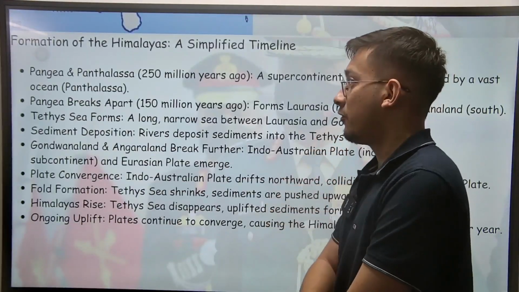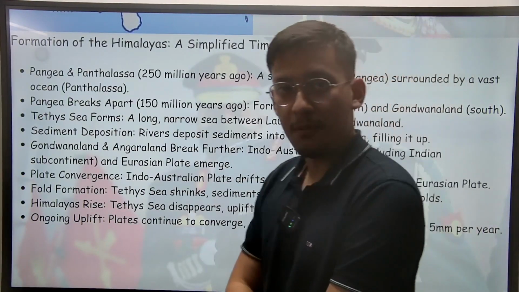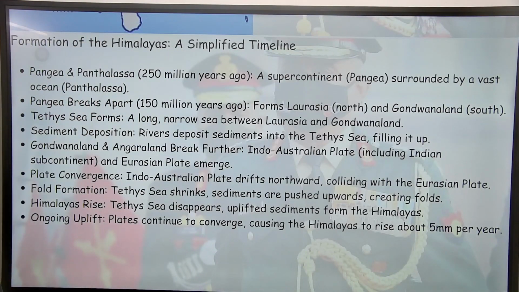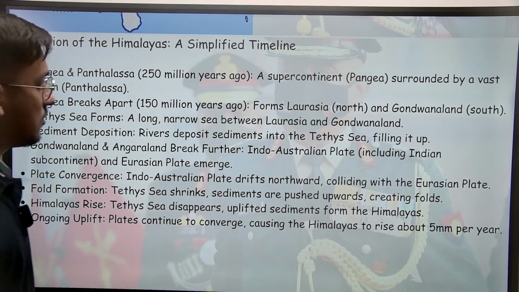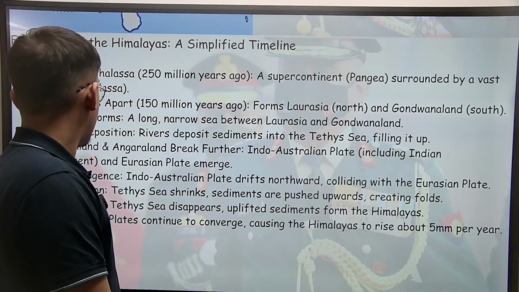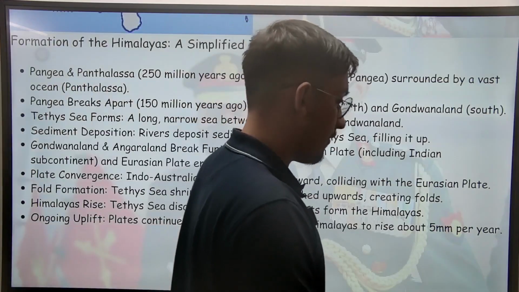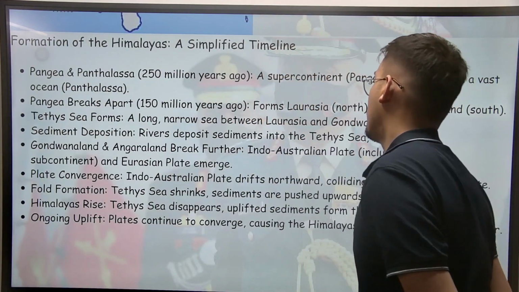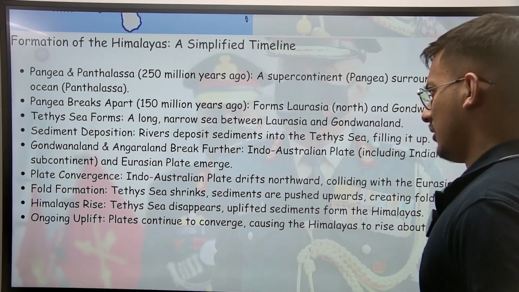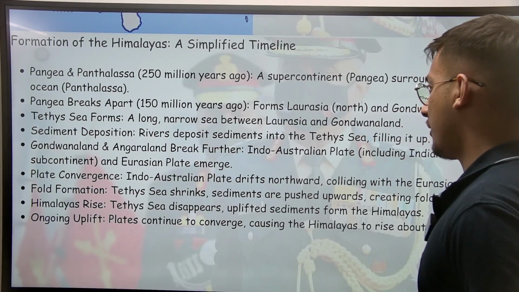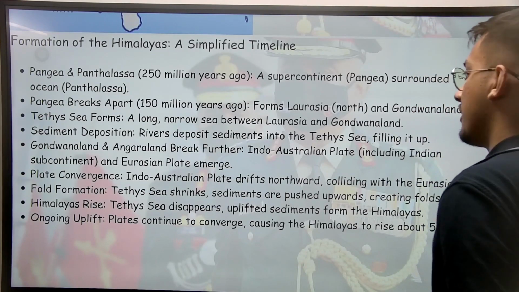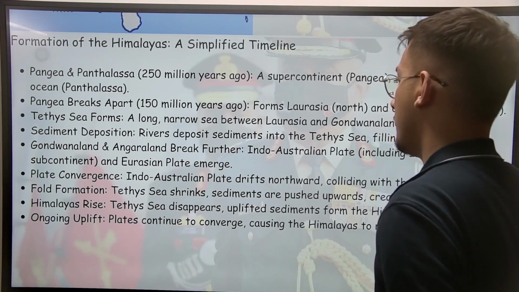So here we come to formation of the Himalayas, the timeline. Firstly we have Pangaea and Panthalassa. The continent is known as Pangaea, which was surrounded by the ocean, Panthalassa. Pangaea broke around 150 million years ago. It formed Laurasia in the north and Gondwana land in the south. Tethys Sea formed a long narrow sea between Laurasia and Gondwana. Sediment deposition: rivers deposit sediments into Tethys Sea, filling it up.